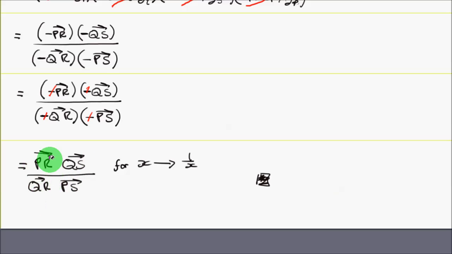And all of these results can, if so desired, be rewritten in terms of point notation as opposed to vector notation.